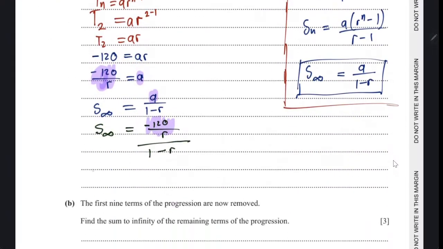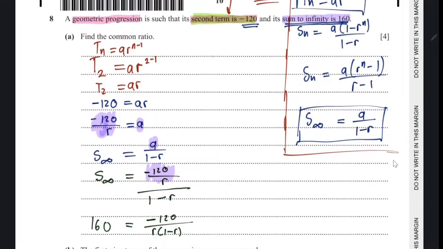So you say 160 is equal to, when you have two denominators, the denominators will multiply each other, okay? So it's negative 120 all over R multiplying 1 minus R. Okay, you have seen that? Good. This is what we're going to do. Now, we expand it. 160 is equal to negative 120 over R times 1 is R minus R times R is R squared. Do you see? Good.